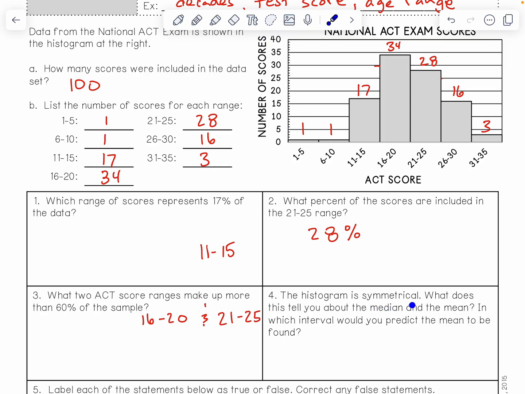The histogram is symmetrical. What does this tell you about the median and the mean? In which interval would you predict the mean to be found? So symmetrical, it may not look exactly symmetrical, but it looks like it's smaller on the sides and it peaks at the top, in the middle. So we could assume that if it is symmetrical like this, then the median and mean are close together.